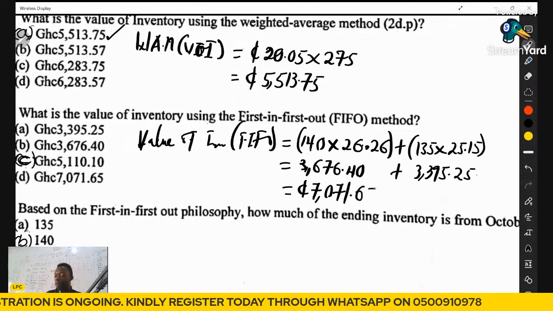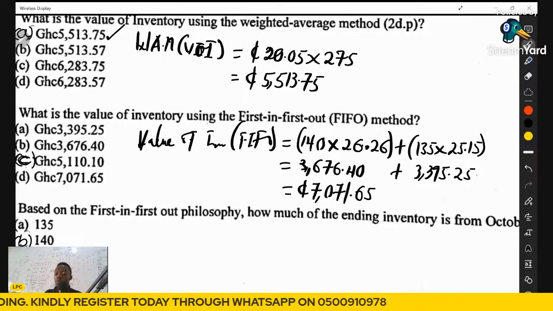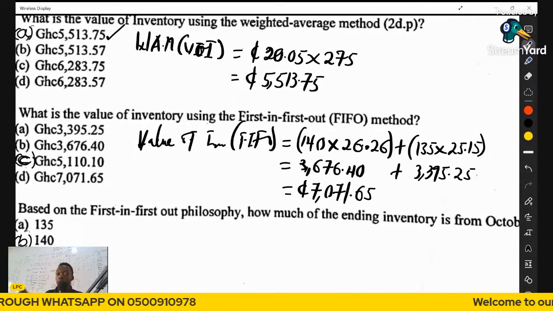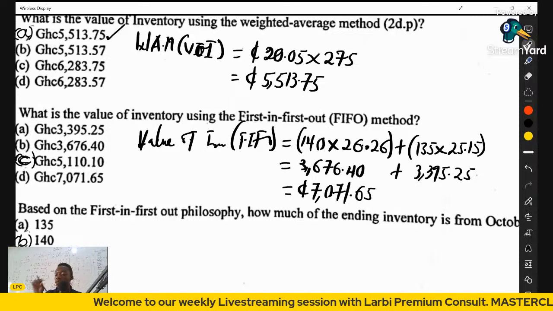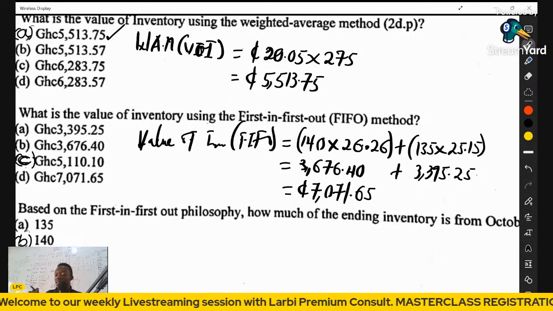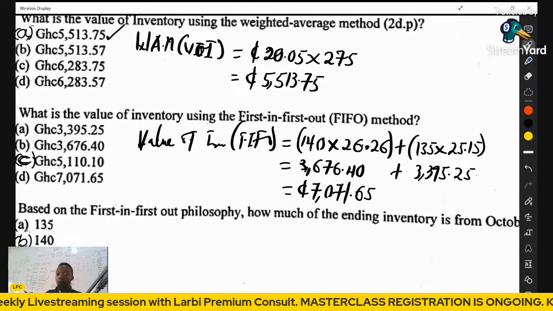7,071.65. So here you see that you are able to value the ending inventory of 275, which is a result of 140 coming from October and 135 coming from December. And it's fetching us 7,071.65.